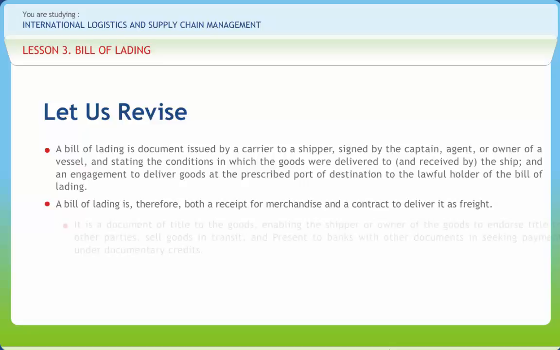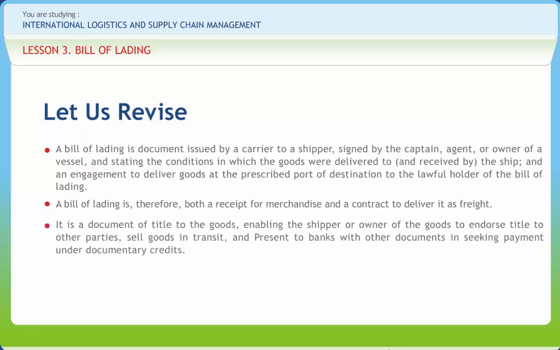A bill of lading is therefore both a receipt of merchandise and a contract to deliver it as freight. It is a document of title to the goods, enabling the shipper or owner of the goods to endorse title to other parties, sell goods in transit, and present to banks with other documents in seeking payment under documentary credits.